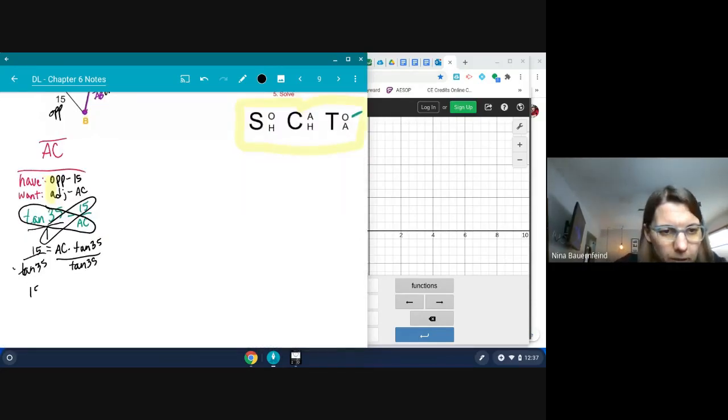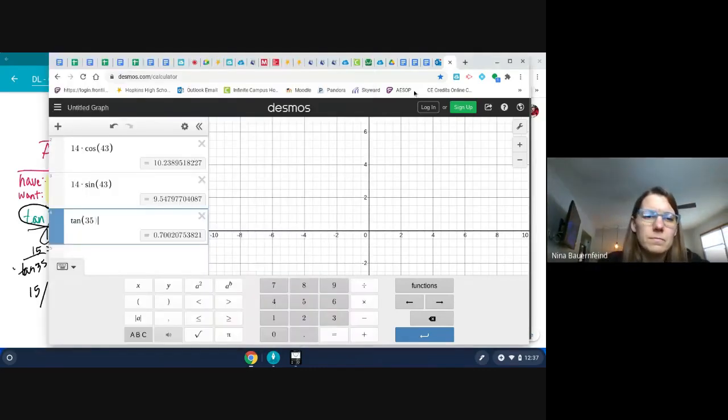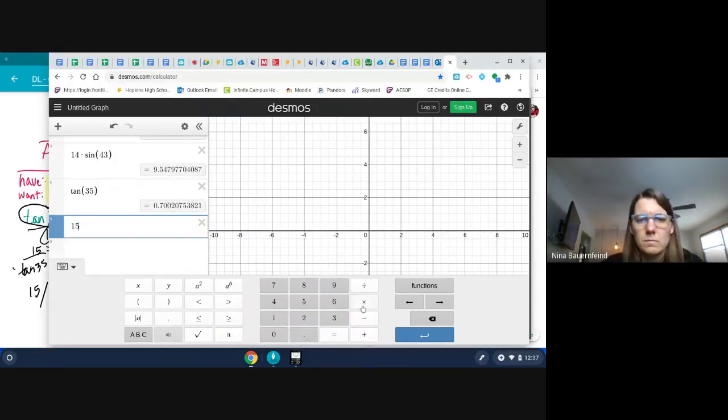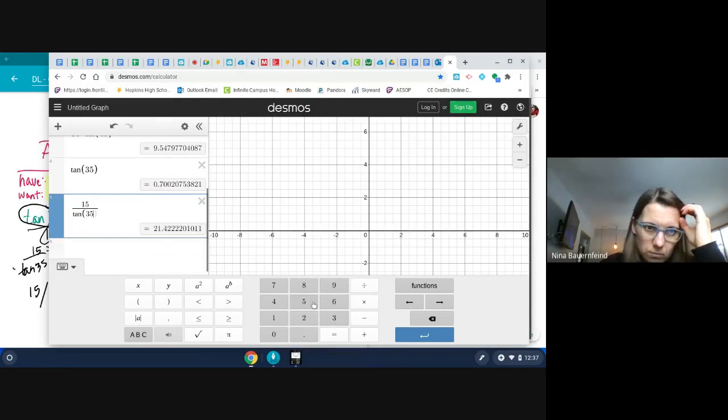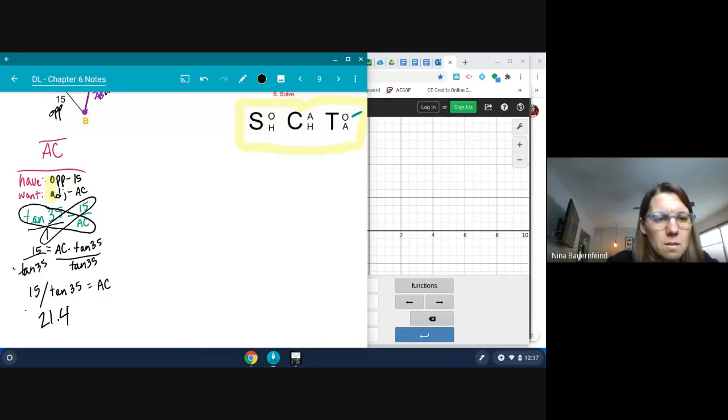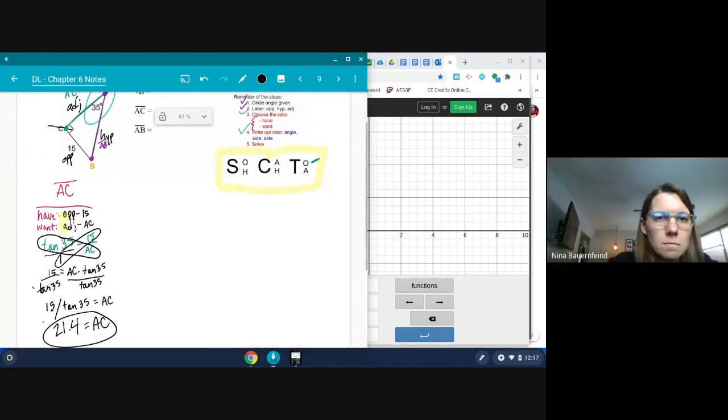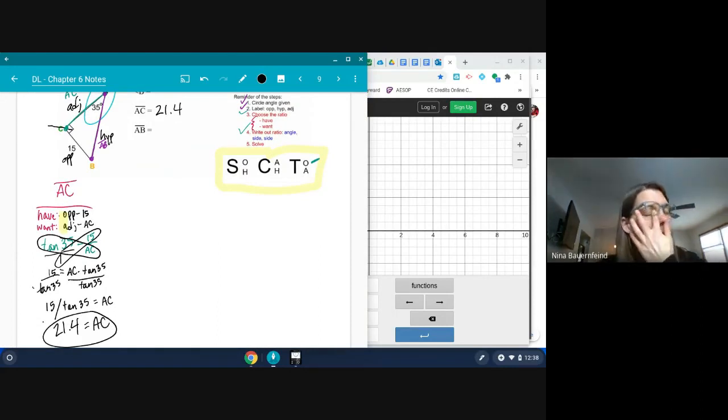So in your calculator, you're going to type in 15 divided by tangent 35. That's going to equal AC. So we get 21.42. That means it's 21.4. All right. So then let's do AB.